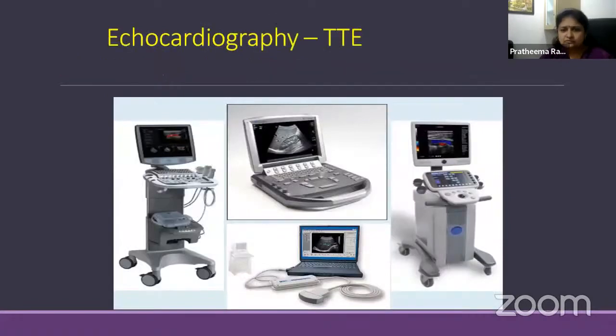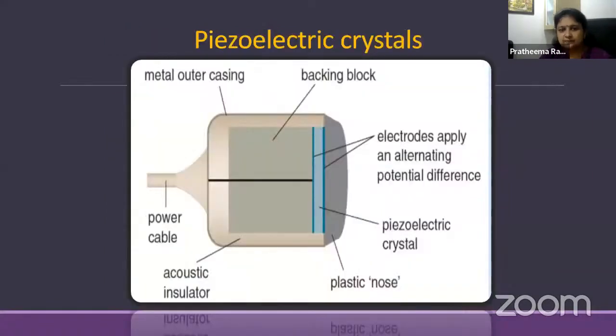So echocardiography, I'm sure you all have seen the bedside echocardiographic machine, ultrasound machines with basically an echo probe. So it has made our life easier. Just to know the basics, this is a probe which has a metal outer casing, and this is a power cable that goes to the machine. This is on the patient side. This is called the plastic nose. So it has a rubber coating.